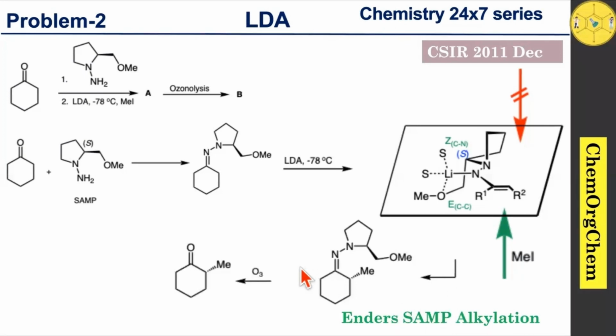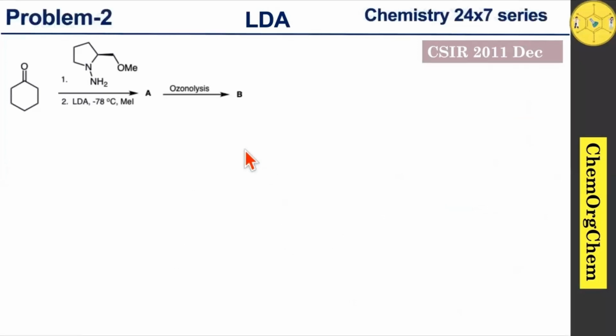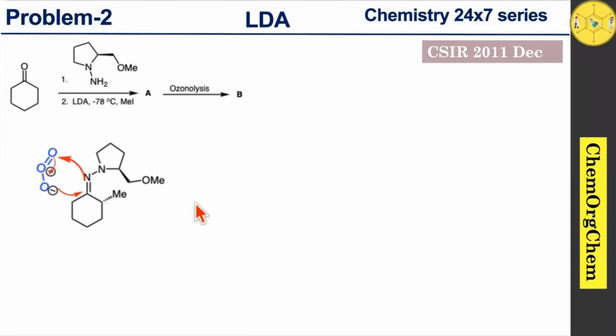The next step, when you do ozonolysis, you will get the corresponding ketone product. The ozonolysis of a hydrazone is somewhat similar to the ozonolysis of an alkene. However, the mechanism is totally different from alkene ozonolysis. In the next slide, we'll see how this ozonolysis occurs. Initially this hydrazone reacts with ozone by a 3+2 cycloaddition reaction to yield the corresponding ozonide intermediate.